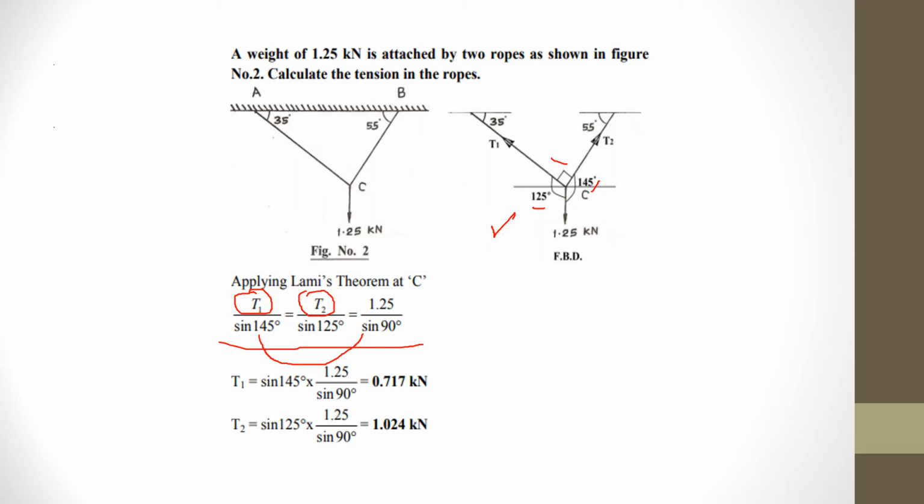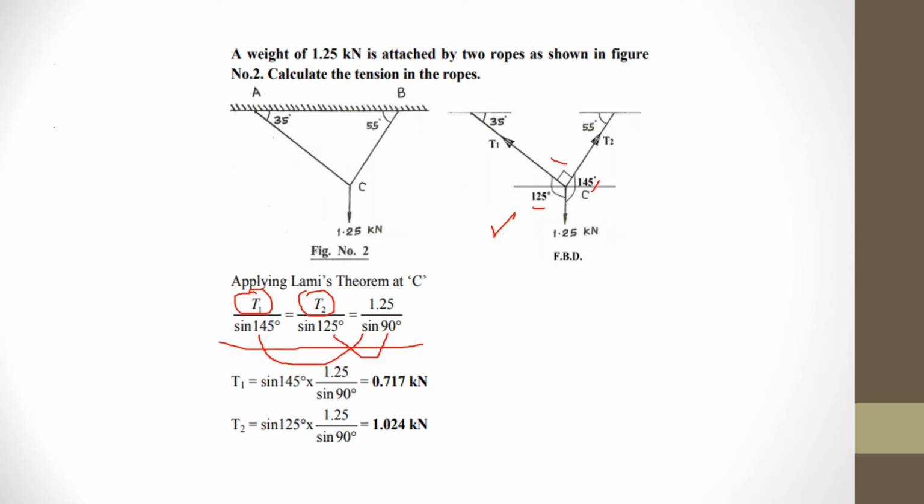Now we will find T2 like this: one unknown and one known formula. So T2 divided by sine 125 is equal to 1.25 divided by sine 90. So when we transfer this sine 125 here, then we will get T2 value. So T2 is equal to sine 125 multiplied by 1.25 divided by sine 90. After solving this, we will get T2 as 1.025 kilonewton.